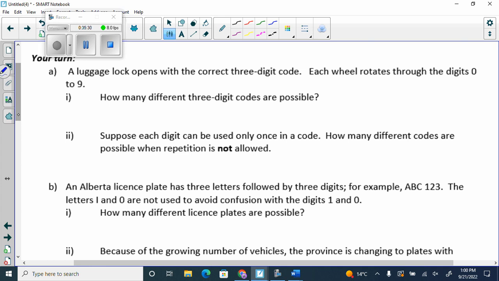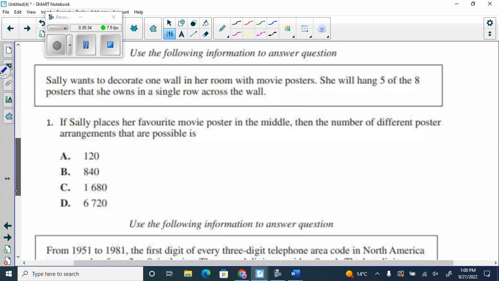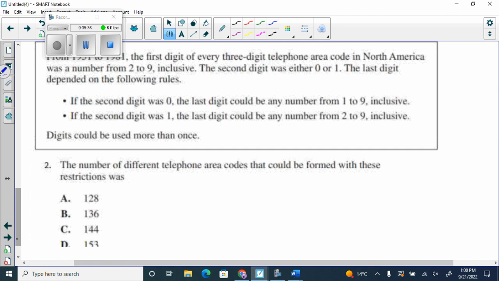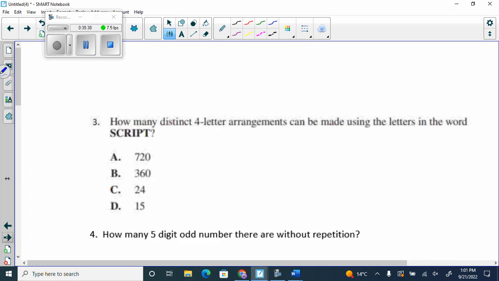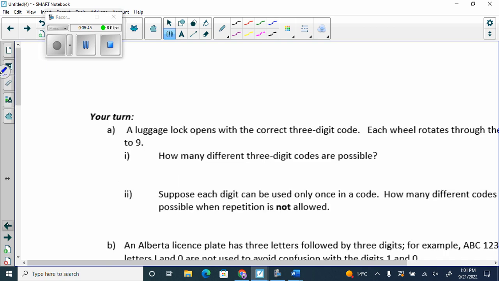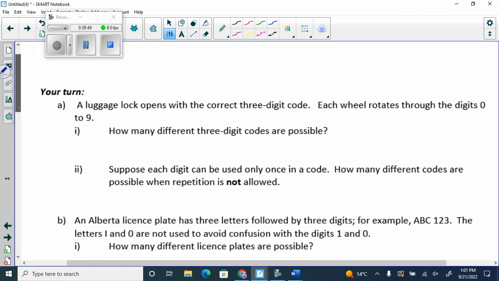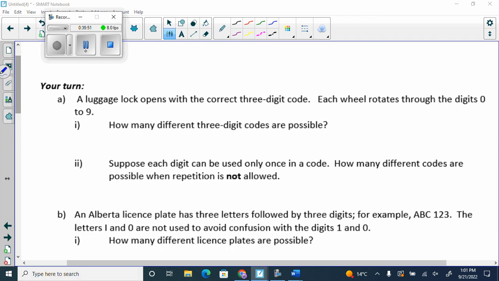Your turn. You're going to try the A, the B, and the diploma practice questions. So you're going to go all the way to the word script. This script question, you're going to go all the way to here. So you're going to try them all on your own right now from your turn. You can discuss with someone around you. I don't care about that, but we're just going to try it out. If you need help, call me over.